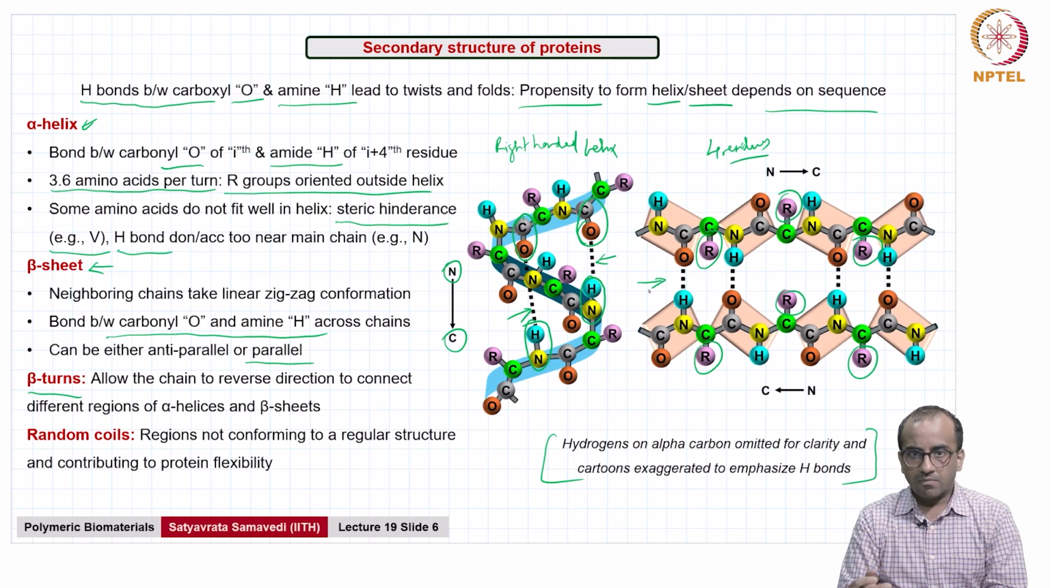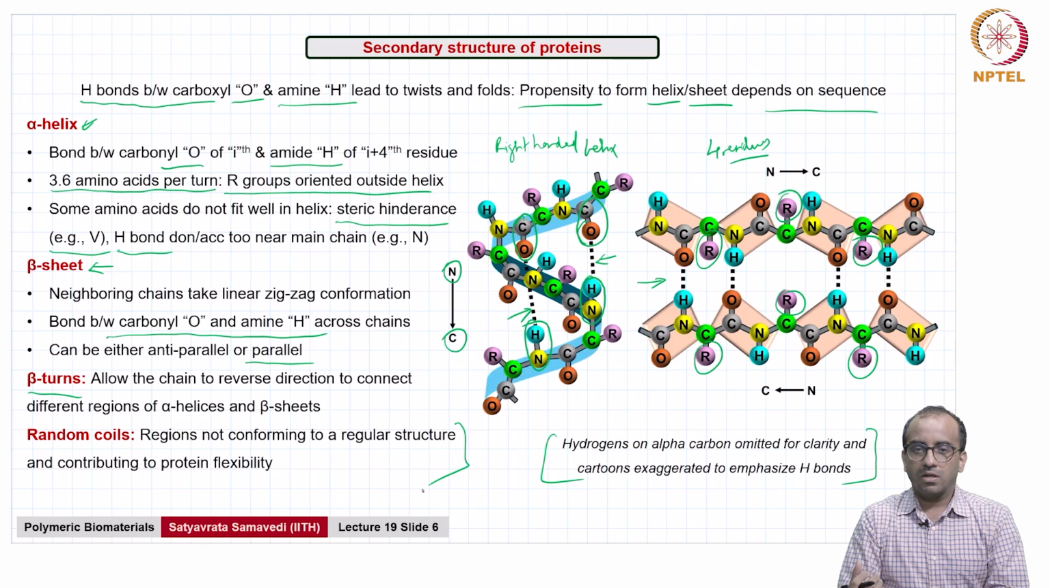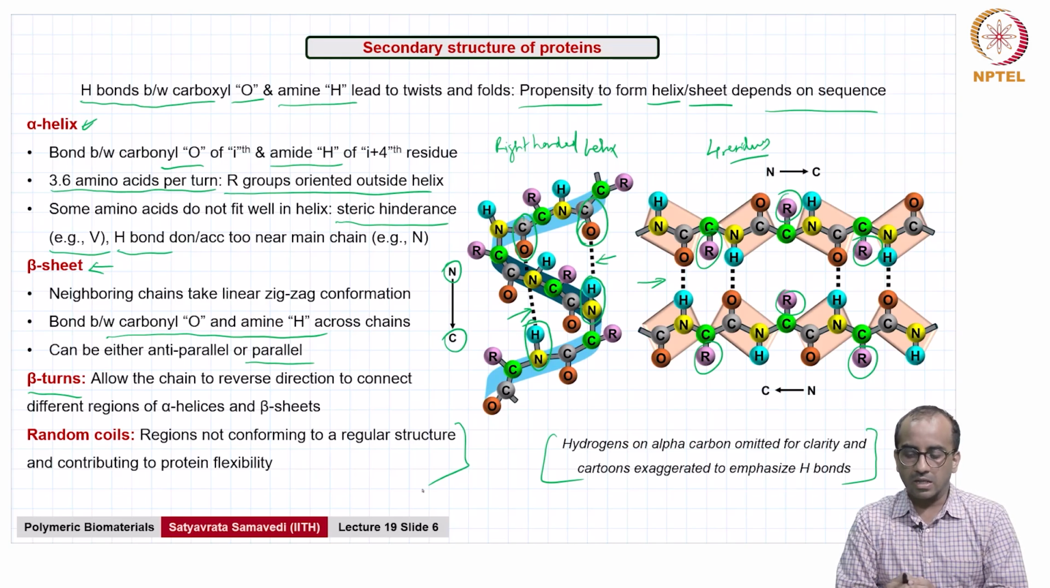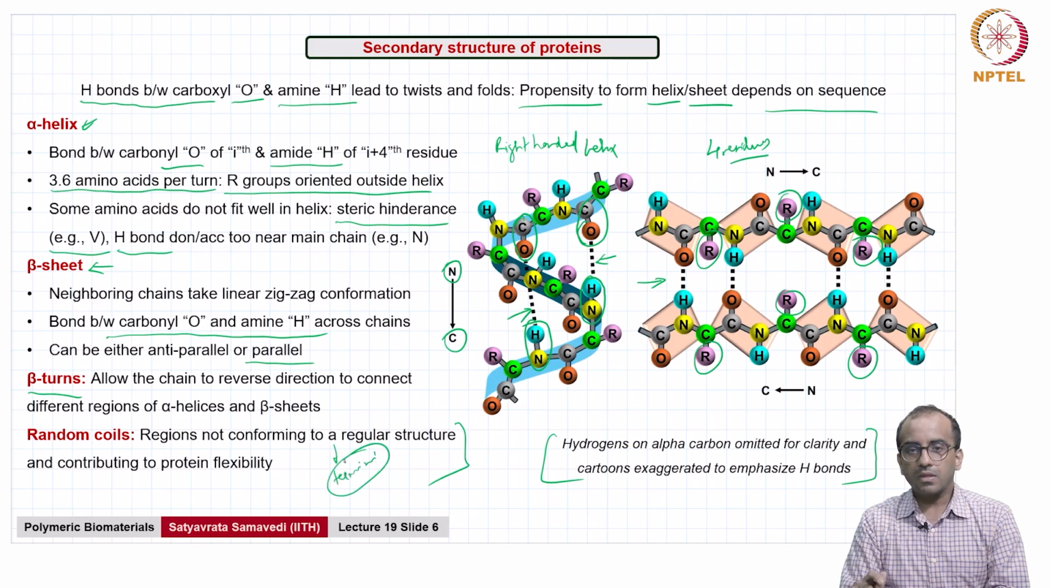Now, apart from alpha helices and beta sheets, you can have other types of secondary structures as well. Beta turns, as we have already seen. You can also have random coils. Now, when we say random coils, what that means is those are regions in the protein where there is no specific or regular structure, or regularity of structure is missing. Those typically occur at the termini, the ends of the chain.